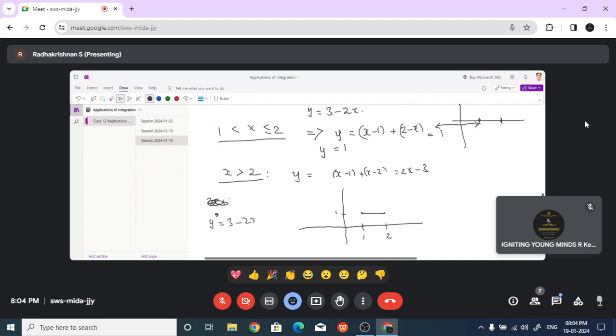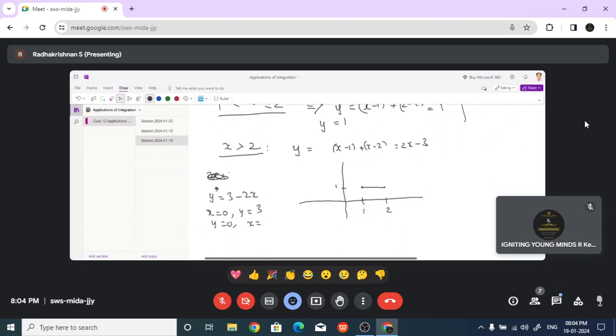y equal to 3 minus 2x. To plot this, what you do, when x equal to 0, y equal to 3. When y equal to 0, x equal to 3 by 2, right? You can see that, right? You put y equal to 0, you get 2x equal to 3, x equal to 3 by 2. When x equal to 0, y equal to 3. So the y-intercept is 3, and x-intercept is 3 by 2, 1.5.